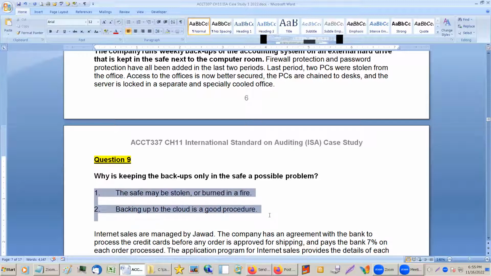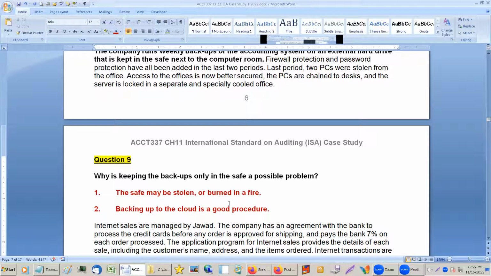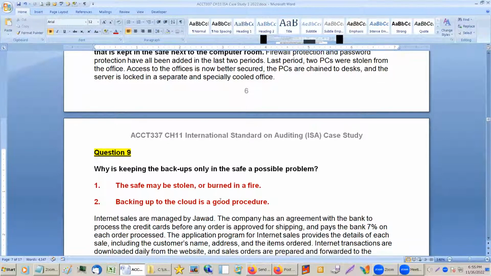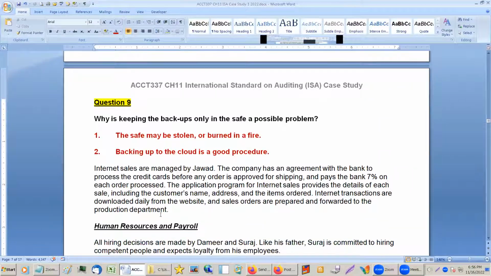Backing up to the cloud is a good procedure to do, and you might do both of them. It wouldn't be a bad idea to do both of them, to back them up and then also back up the cloud, in case the one on the cloud had a problem or something like that. So yeah, a safe being stolen or burned in a fire is one reason why you don't always put them in there.